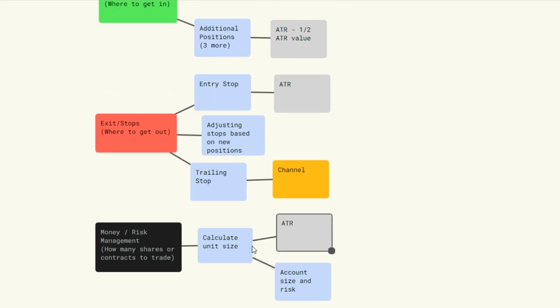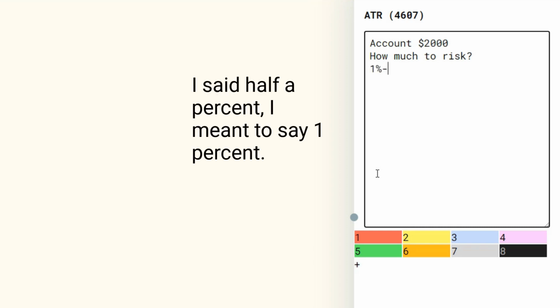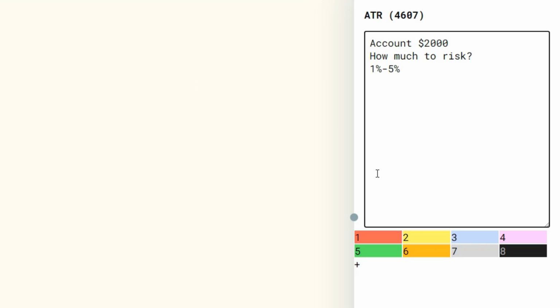So let's assume for risk management, let's even use the example I'm using. We have a $2,000 account. And we need to determine, on any given trade, how much are we willing to risk? This is somewhat of a personal choice, and what's suggested is you risk anywhere from 0.5% to 5%. 5% being on the high side, 1% being on the lower side.